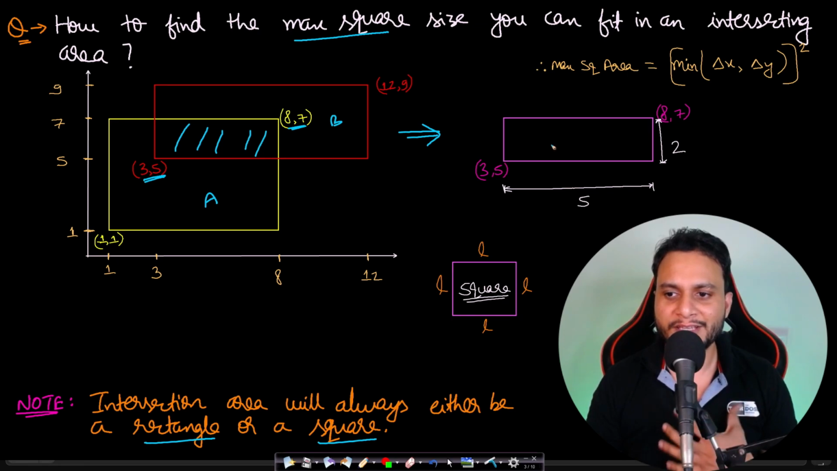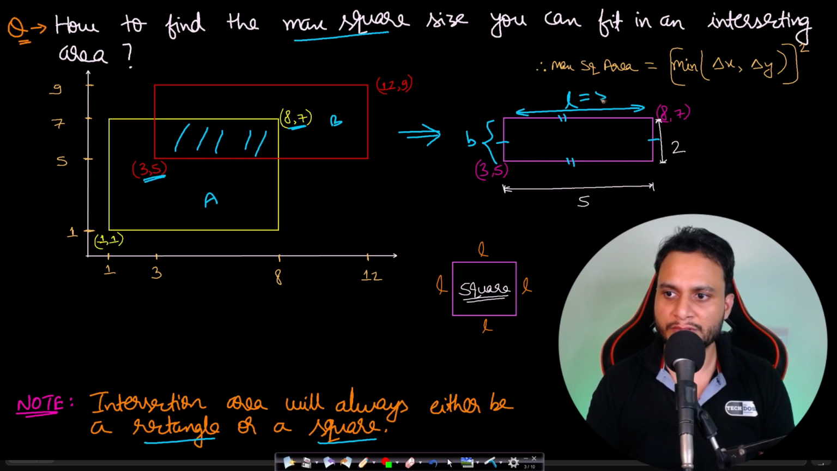Now what will be the max size of the square that you can fit? Now the rectangular length and breadth are different, right? So this is the length, so the opposite lengths are same and the opposite breadths are same, right? So in this case the length is equal to 5, which is delta x, that is x2 minus x1. This is 8 and this is 3, right? And if you find delta y, which is y2 minus y1, 7 minus 5, this is 7 and this is 5, right? Then you get the breadth. So you see that the breadth is equal to 2 and the length is 5.